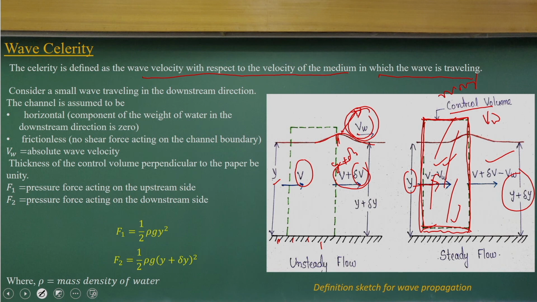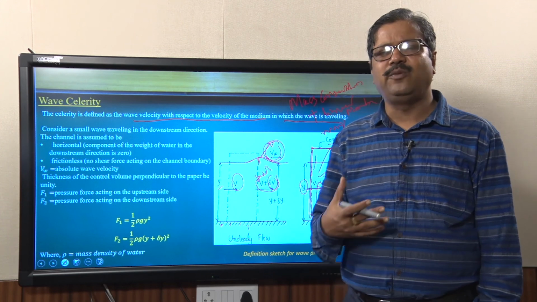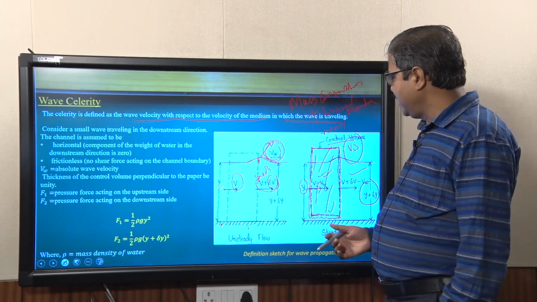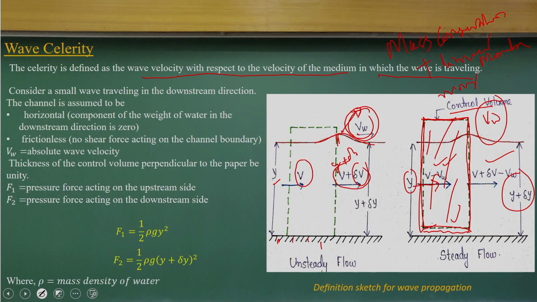For this control volume we apply mass conservation and linear momentum equations, to find the relationship between Vw and v and y. That's the basic idea: whether we can establish the relationship between Vw and y. Here again we have considered a hydrostatic pressure distribution, okay.